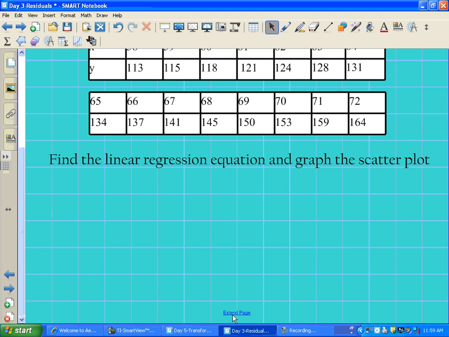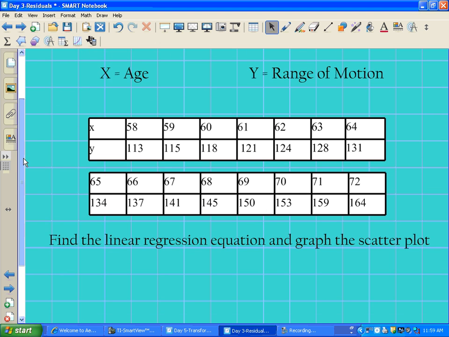If everybody would please, let's go ahead and put this data into your calculator. X and Y, we're looking at list 1, list 2. It's age and range of motion. Can't talk, because what I want to get into is the standard error. That's where we left off. We haven't talked about standard error, which is the standard deviation of the residuals. So let's get that data set in, and then we'll go from there.